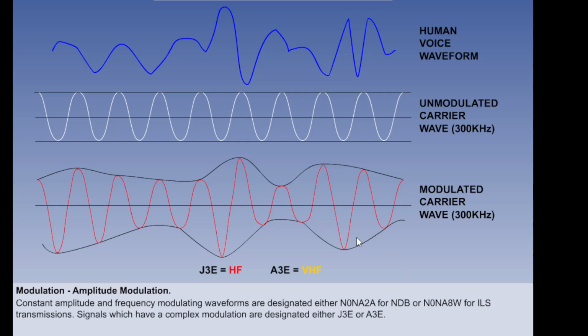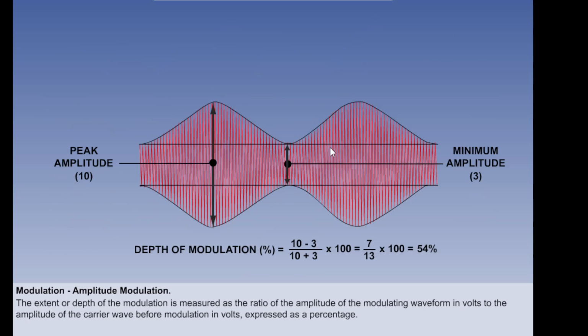Where the voice communication is in the HF band, the signal is designated J3E. If the signal is in the VHF band, it is designated A3E. The extent or depth of the modulation is measured as the ratio of the amplitude of the modulating waveform in volts to the amplitude of the carrier wave before modulation in volts, expressed as a percentage. Here's an example.